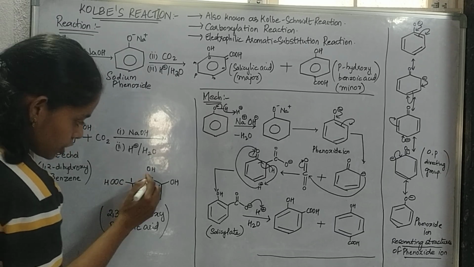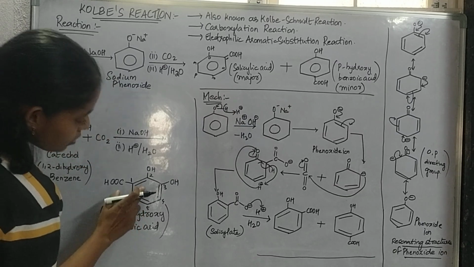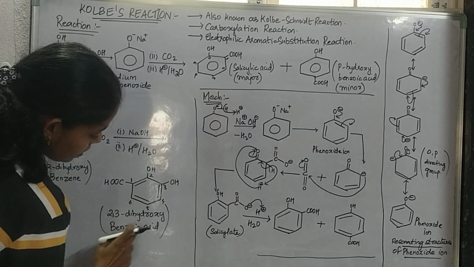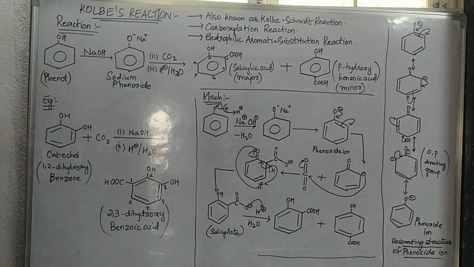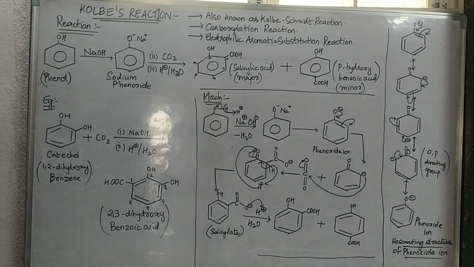So this is our first position, this is 2, 3, 4, 5 as well as 6. So 2,3-dihydroxybenzoic acid. So here you got to see the mechanism for Kolbe's reaction. So this is what is called Kolbe's reaction.